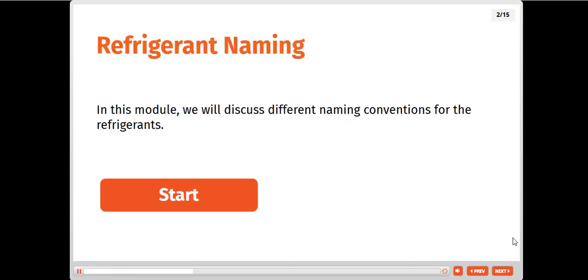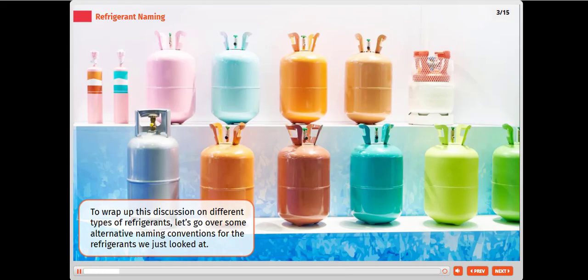In this module, we will discuss different naming conventions for the refrigerants. To wrap up this discussion on different types of refrigerants, let's go over some alternative naming conventions for the refrigerants we just looked at.